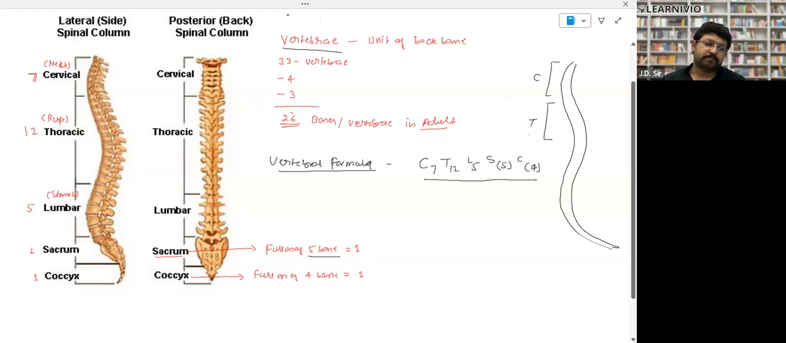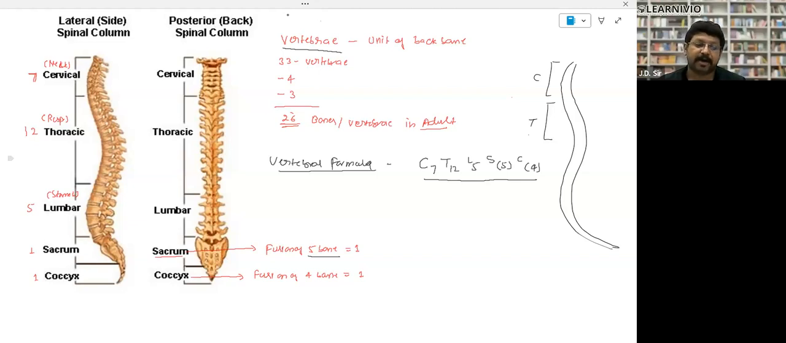Try to understand. Now, this cervical part. Cervical means neck part. Cervix means neck, right? So the bones which make our neck are 7 in number. They are called cervical, right? Then thoracic. Thoracic means the part which covers the respiratory system, right?